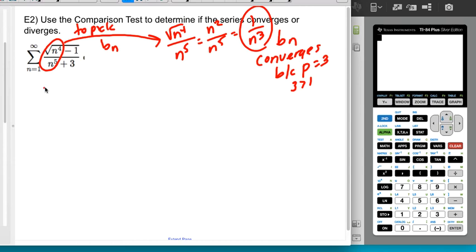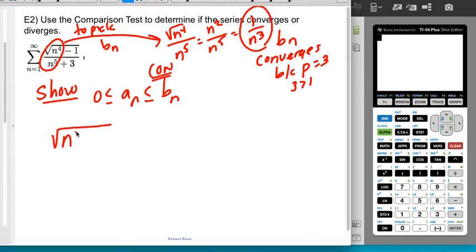Once I know it converges, it's my job to show that a sub n is smaller than b sub n because I just saw that b sub n converges. So the question is this thing, sorry, that's a 4. The question is this thing, so we can definitely see it's positive, right? The numerator is positive or 0, like the very first term is 0, and the denominator is definitely going to be positive because all the n's are positive. So definitely greater than or equal to 0, that part's easy.